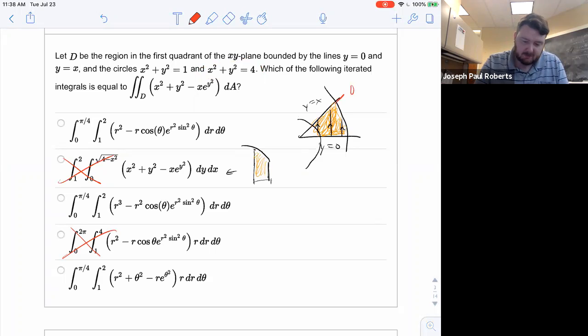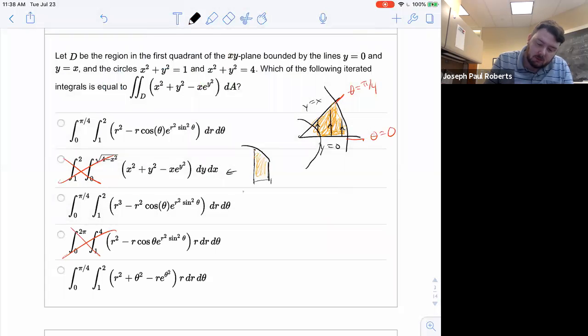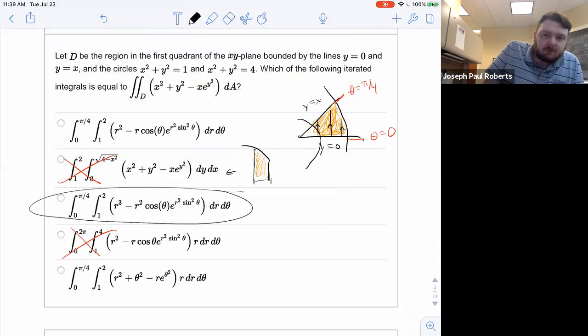So then we're left with three choices that have the correct polar bounds when you think about it. This line is at theta equals pi over 4, this line is at theta equals 0, and then the r values for the circles are 1 to 2. Okay, and then finally it looks like it's going to be this one. So again, make sure you look at all the little details for these choices.